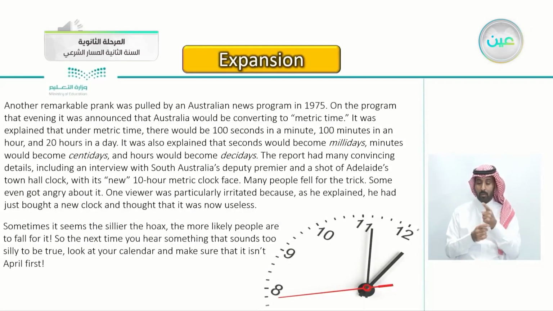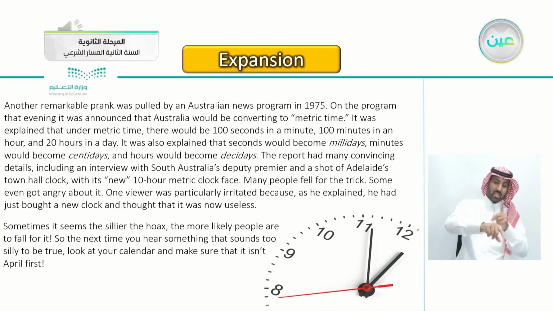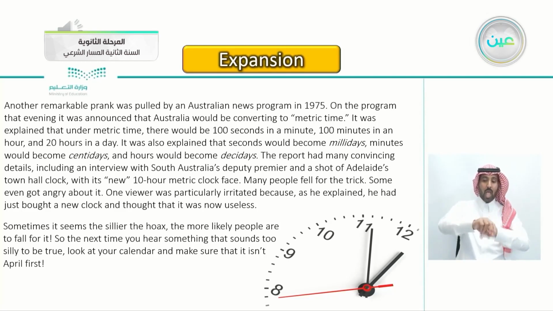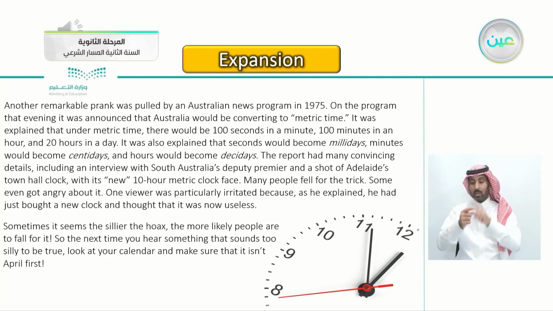Another remarkable prank was pulled by an Australian news program in 1975. On the program that evening, it was announced that Australia would be converting to metric time. It was explained that under metric time, there would be 100 seconds in a minute, 100 minutes in an hour, and 20 hours in a day. It was also explained that seconds would become millidays, minutes would become centidays, and hours would become decidays.